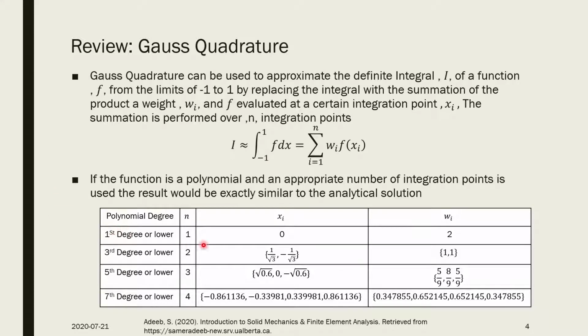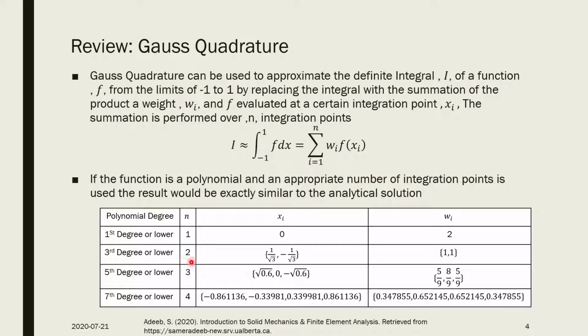This table was introduced in the lecture, so this is the number of integration points that you're going to use, and it also determines the polynomial degree that you're using for the Gauss method. So if you're using one integration point, your integration point will be at x_i equal to 0, and the weight of it will be equal to 2. So you simply evaluate the function at 0, and you replace the weight with 2.